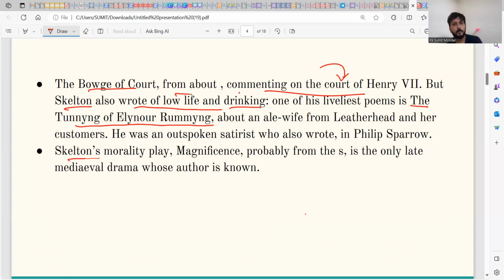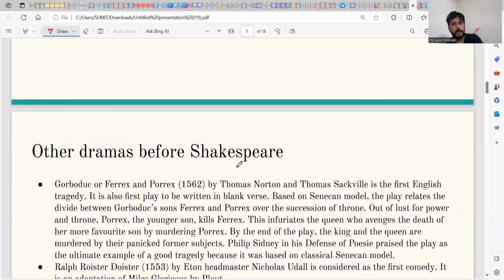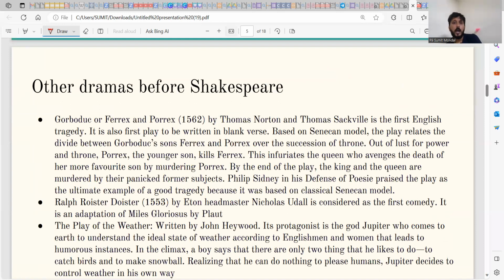Okay, and definitely you can also find Skelton's morality play Magnificence. That is a very important play in the medieval drama. Before entering Shakespeare, obviously we need to know the playwrights who came before and actually contributed to other plays, dramas about human life, like Gorboduc and Ferrex and Porrex, very important.